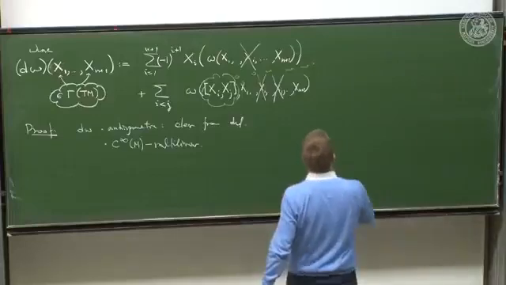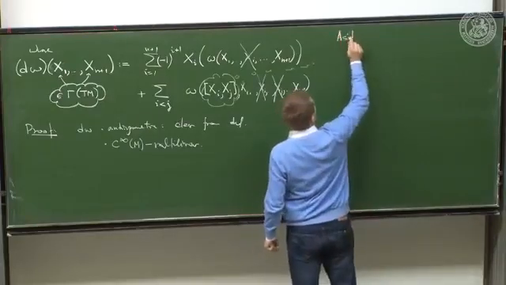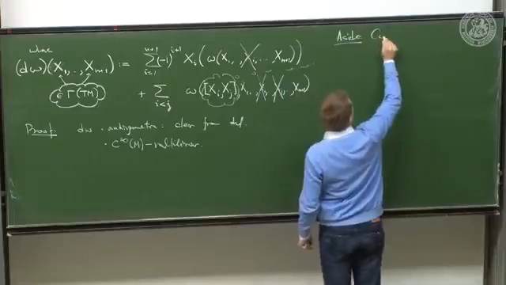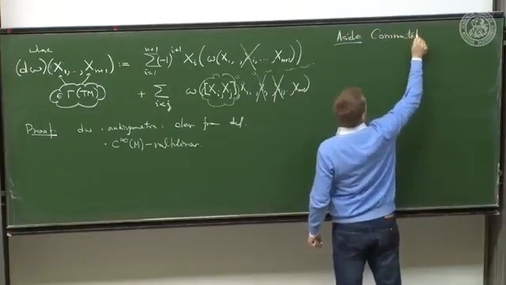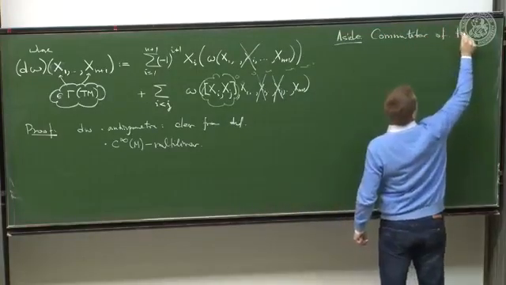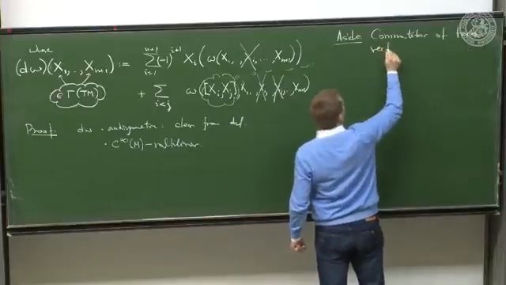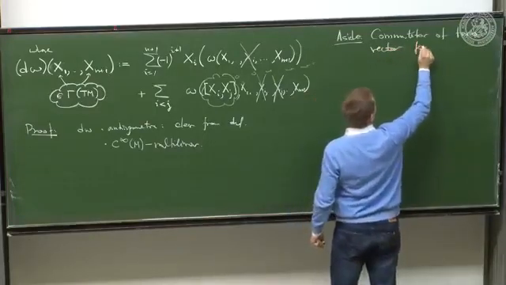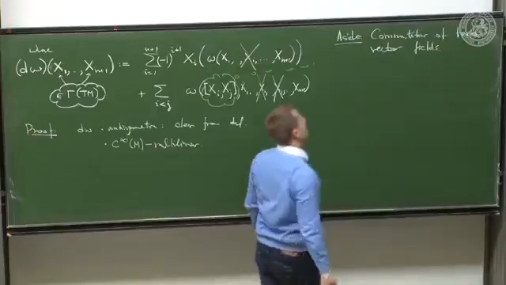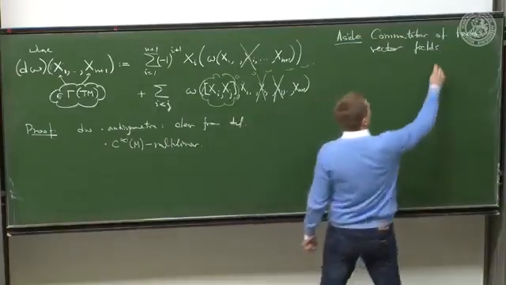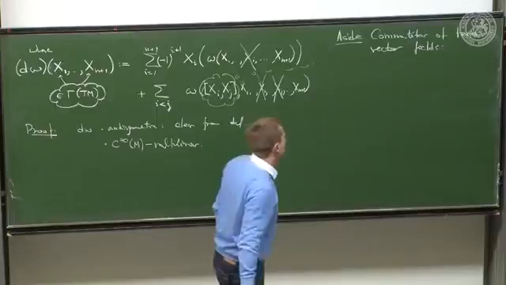So let's make an aside of this. Aside: the commutator of two vector fields. An extremely important notion also later on when we discuss Lie groups and algebras. The commutator of two vector fields is the following.